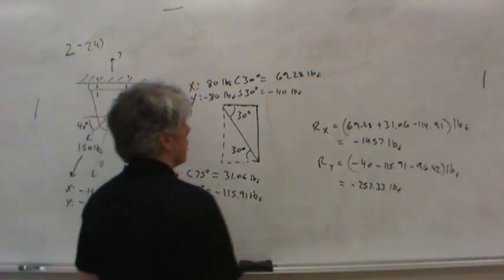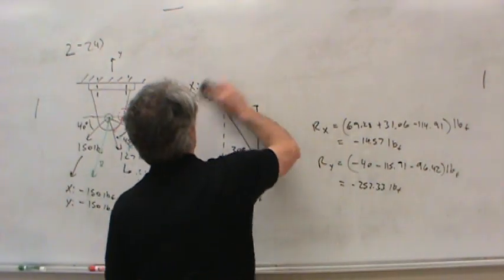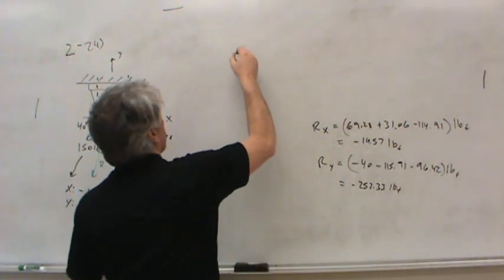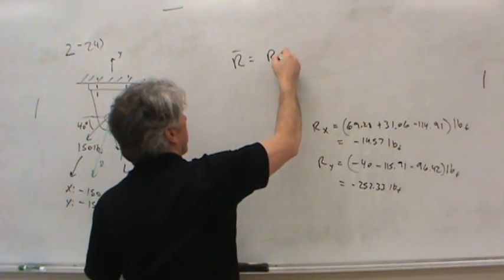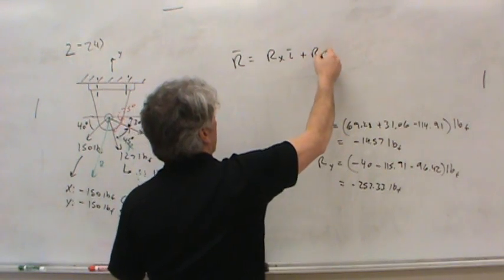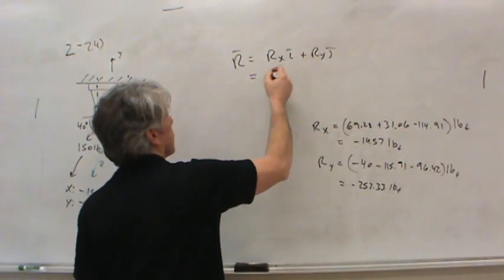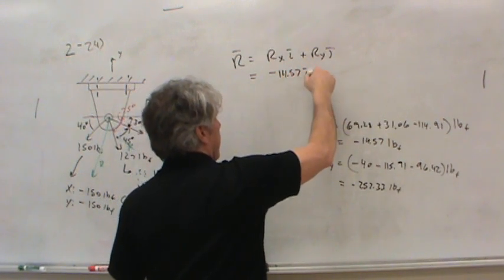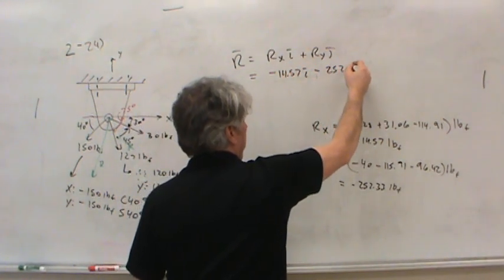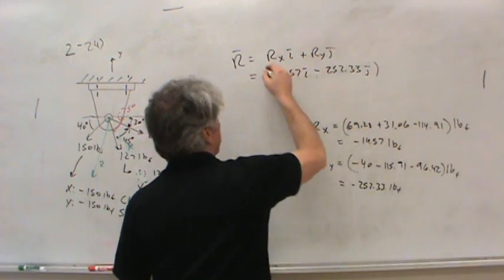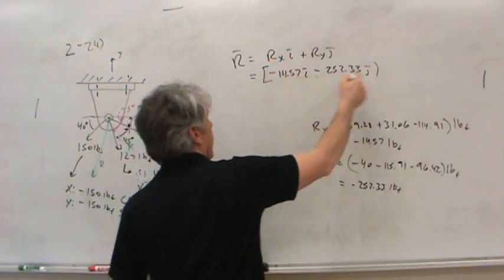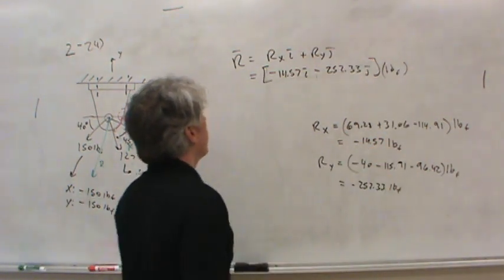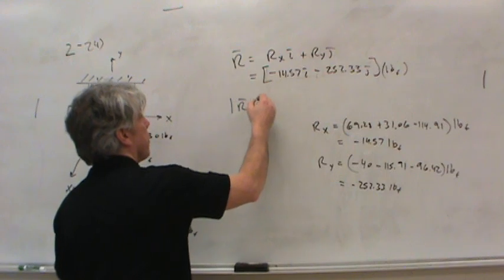So that means that in terminology of unit vectors, the vector r is equal to rx i plus ry j, or in other words, it is negative 14.57i minus 252.33j. Usually we're supposed to put square brackets around vectors, aren't we? These are pounds force. Could we calculate the magnitude of that vector?